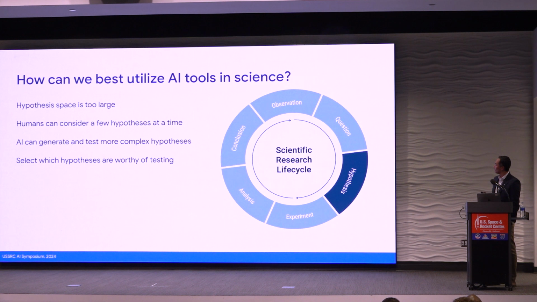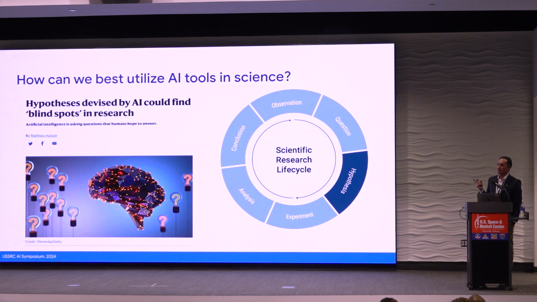But let's start with the hypothesis. As the data is growing and publications are growing, the hypothesis space is also growing. There are just too many hypotheses for humans to go through. This is where AI can be very helpful. It not only can put together a set of hypotheses, it can also test more complex hypotheses that humans cannot put together in a timely manner.